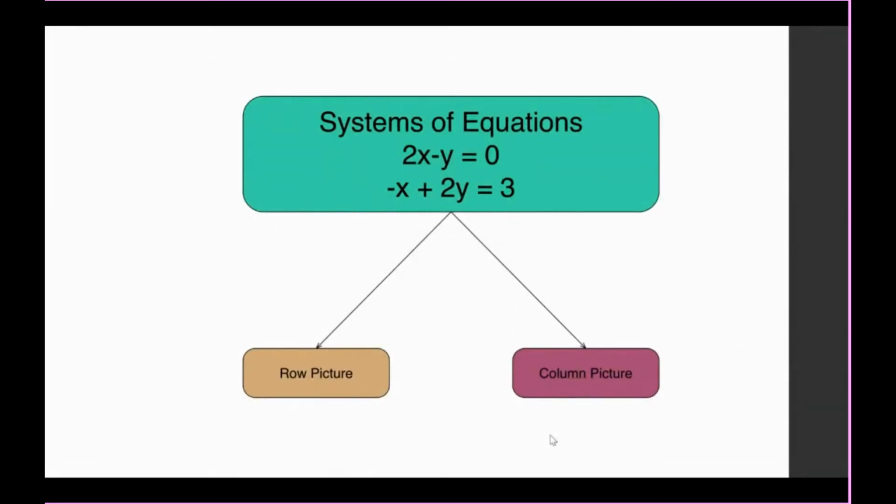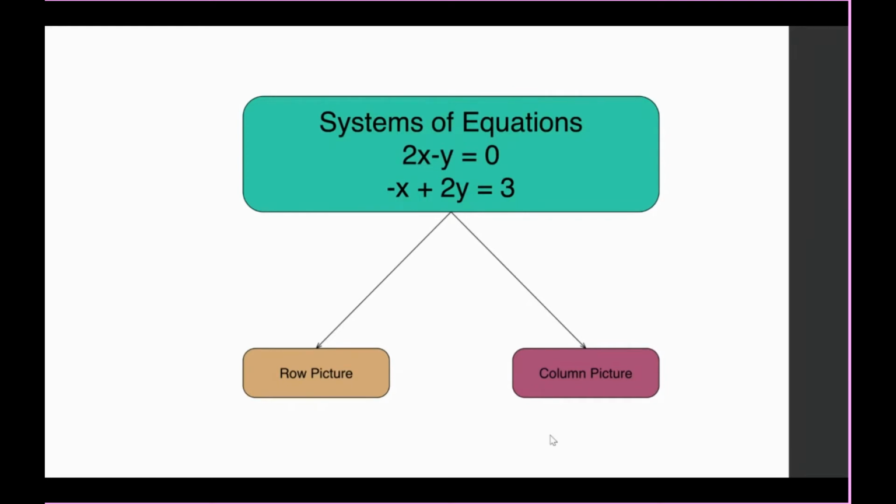As we all know, a system of equations is one of the main applications of matrices, to find the solution of a system of equations, okay? Then we studied Cramer's rule, how to find the solution of such equations. Now consider the system of equations 2x minus y is equal to 0 and minus x plus 2y is equal to 3. This system of equations can be viewed in two different ways. One is the row picture, the other one is the column picture.